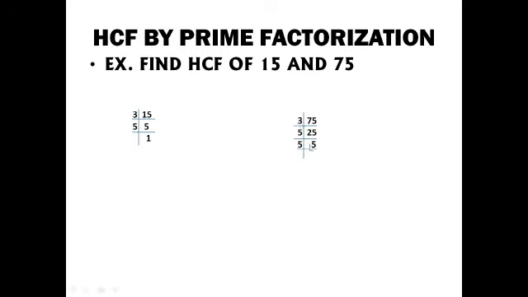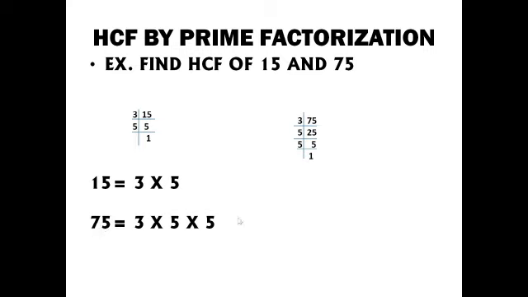So 5 ones are 5. So the prime numbers we get after factorizing 75 are 3, 5 and 5. Now we will write the prime factors of both the numbers together. 15 has these prime factors 3 and 5. 75 has 3, 5 and 5.